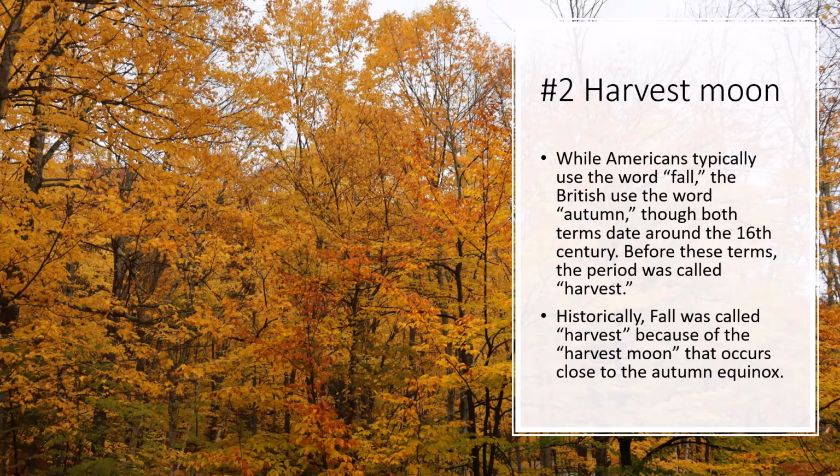While Americans typically use the word fall, the British use the word autumn, though both terms date around the 16th century. Before these terms, the period was called harvest. Historically, fall was called harvest because of the harvest moon that occurs close to the autumn equinox.